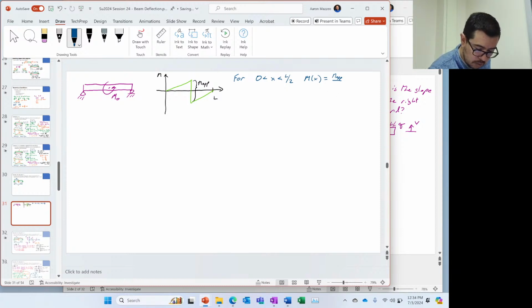It's just MAP over L, right? Because if I plug in L over 2, then I get MAP over 2 times X, right? And for L over 2 less than X less than L, we're going to have, now there are a couple ways we could do this.